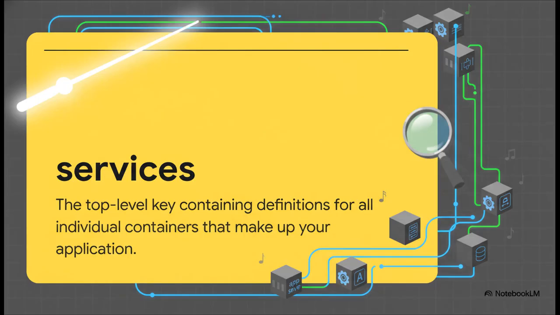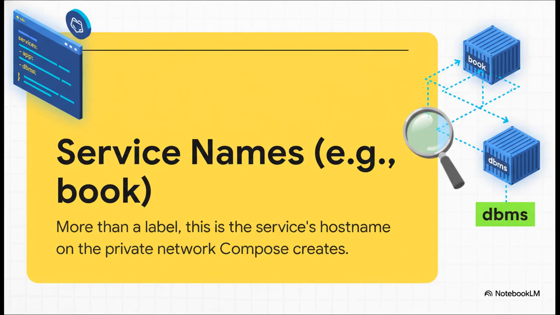So let's break down what all these keywords actually mean. Everything starts under that services key. That's the main section of the file. And underneath services, you're going to list out each component, every musician in your orchestra, like your app server and your database.